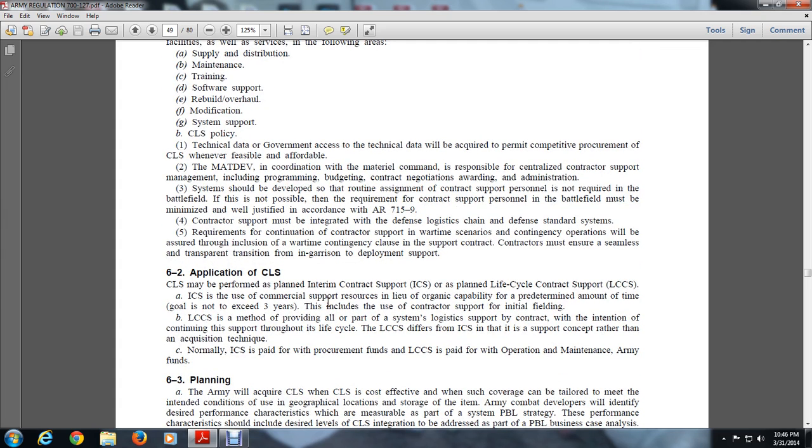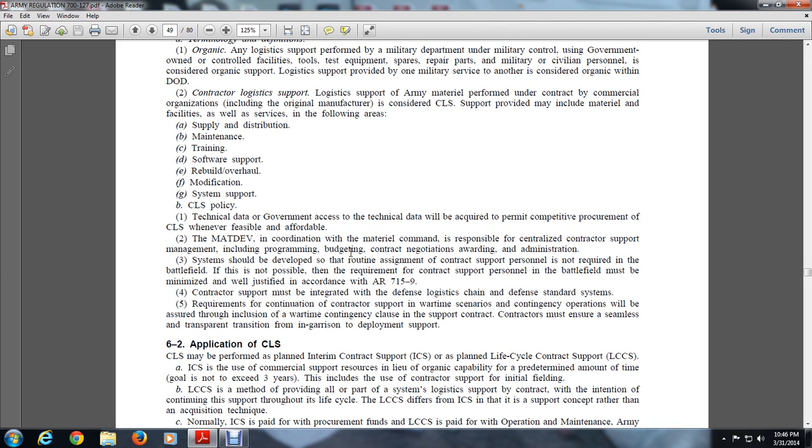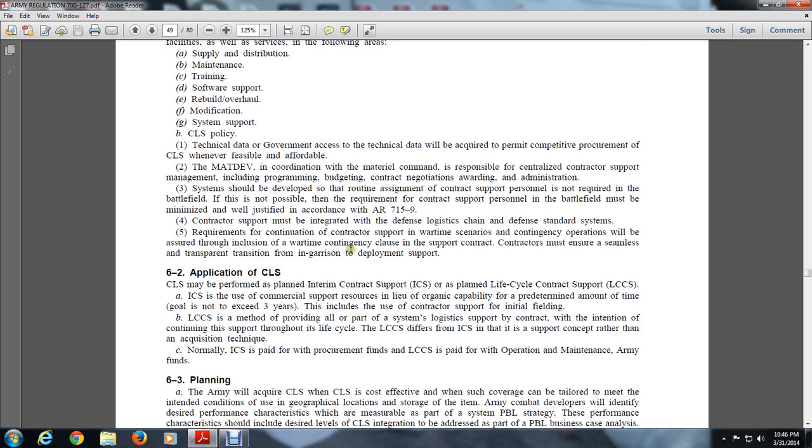6.2 Application of contract logistics support. Contractor logistics support is performed as planned interim contract support (ICS) or planned life cycle contractor support (LCSC). Interim contract support is the use of commercial support as a resource in lieu of organic capability, for a predetermined amount of time, not to exceed 3 years. This includes the use of contractor support for initial fielding.